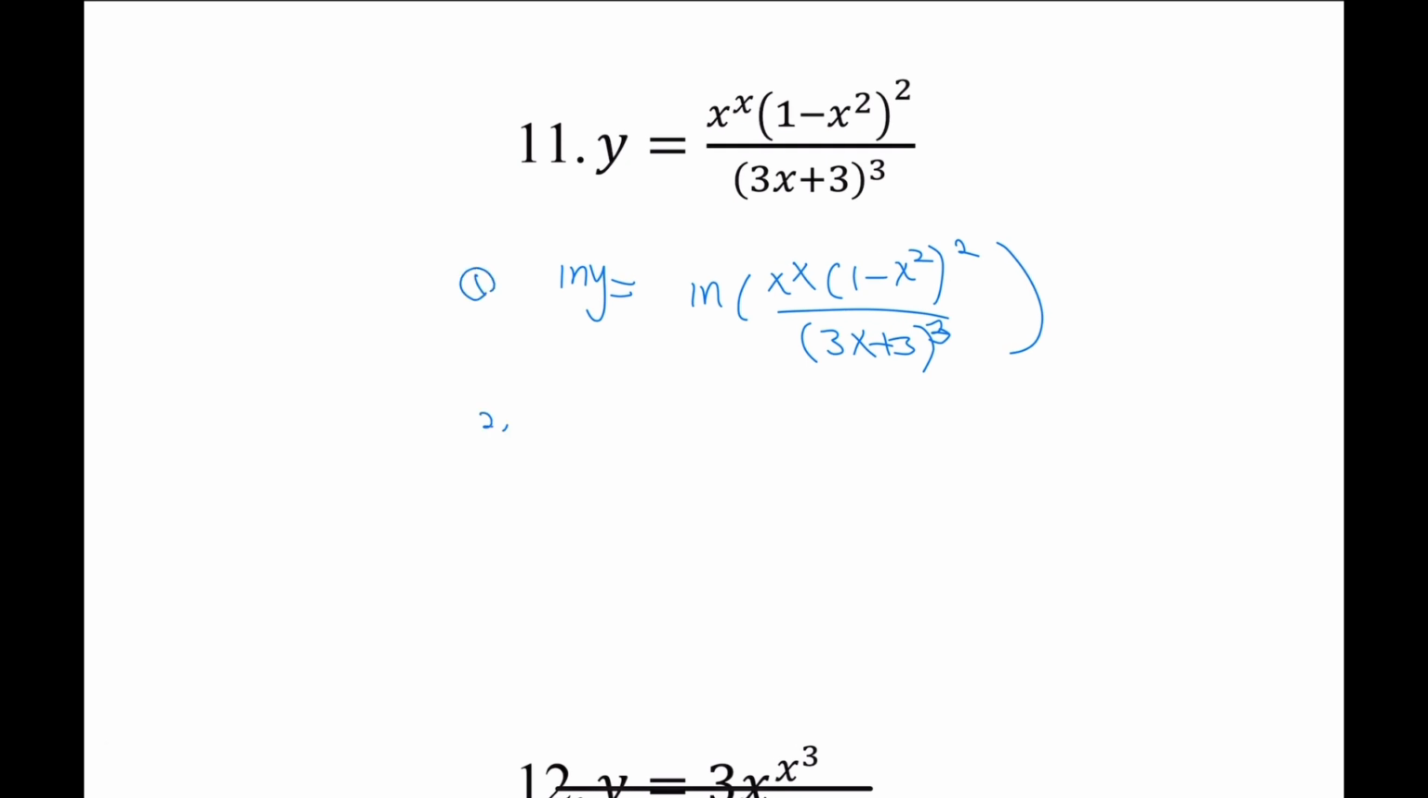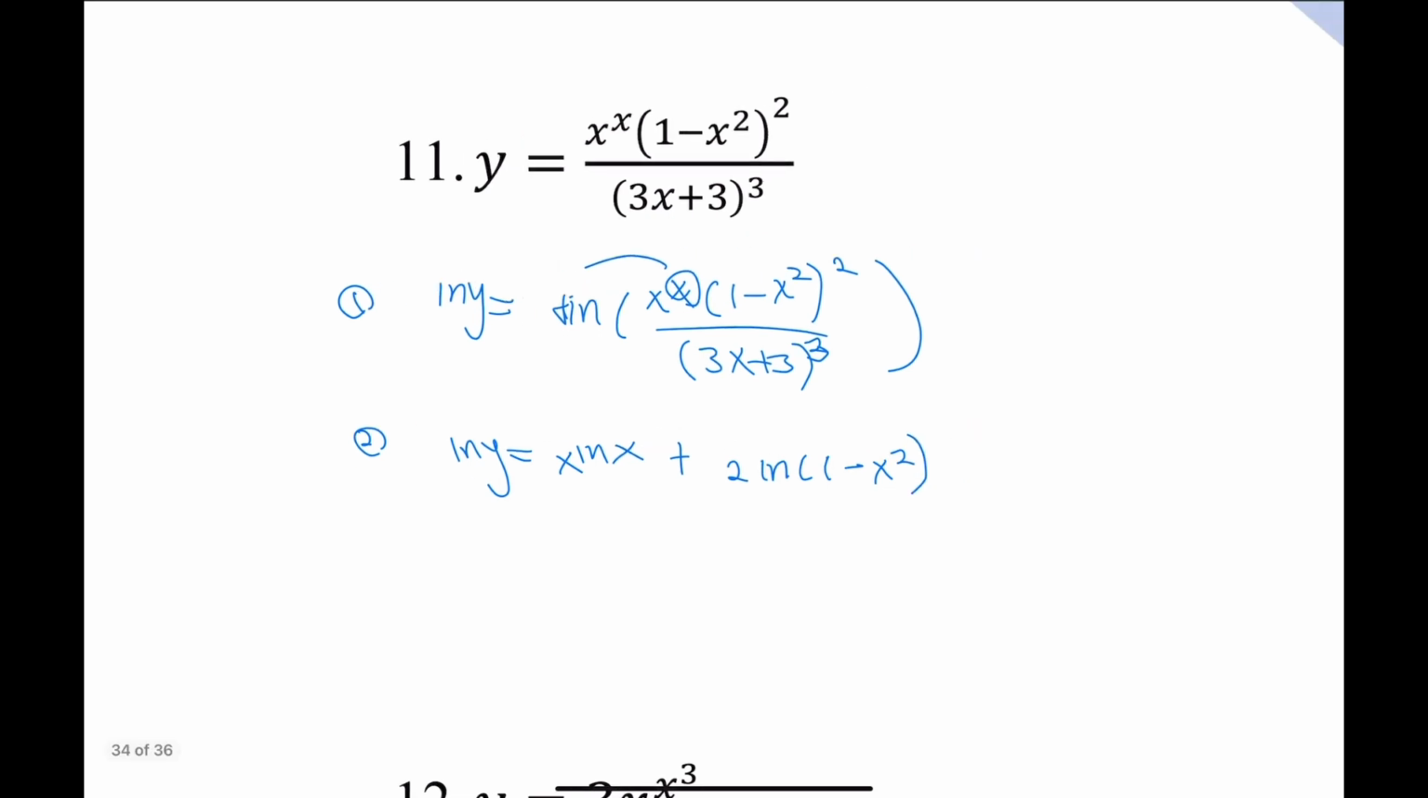And then number 2 would just be to spread these out. So ln y equals x times ln x, right? Because the exponent goes out. Then plus, since it's the product, and we also have an exponent here, so the 2 goes out, ln of 1 minus x squared, and then minus, because it's a division, 3 ln of 3x plus 3.